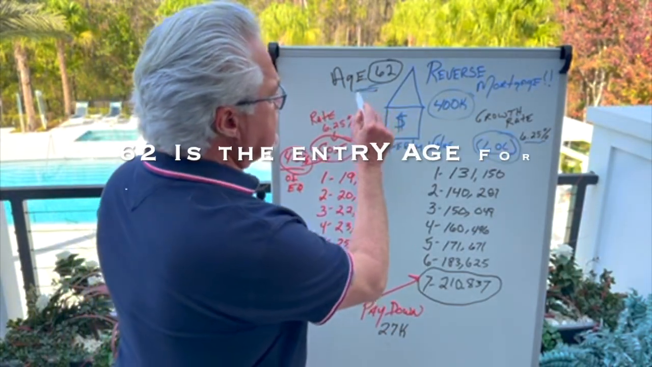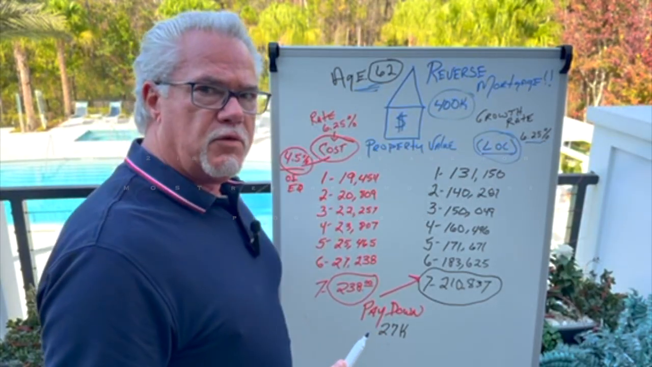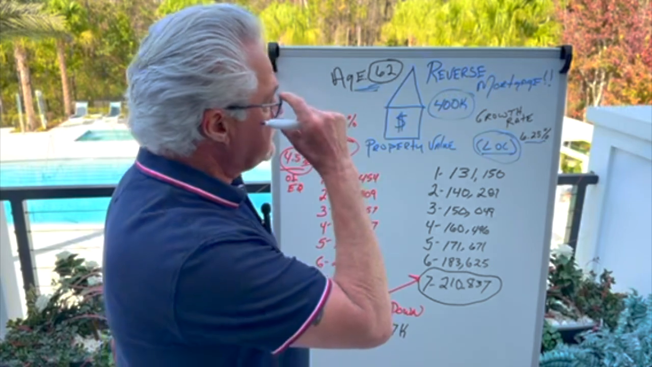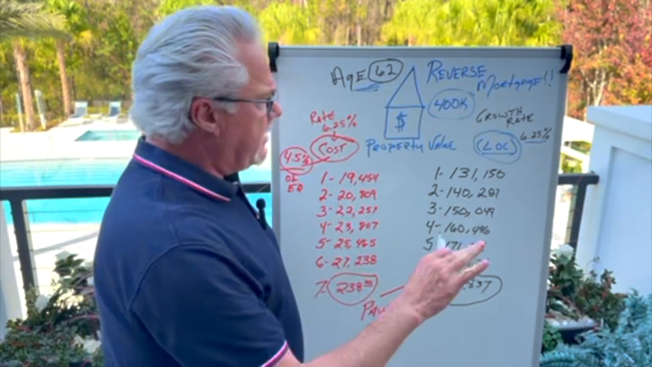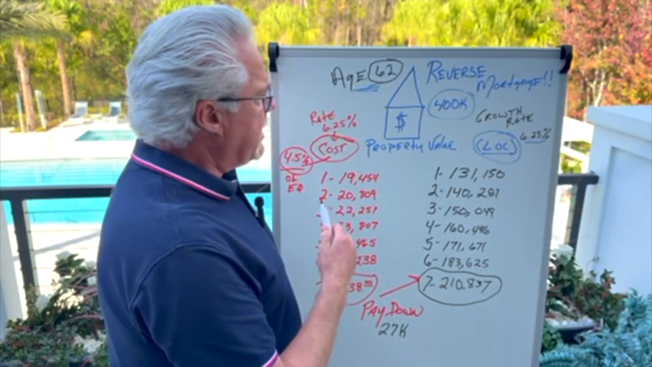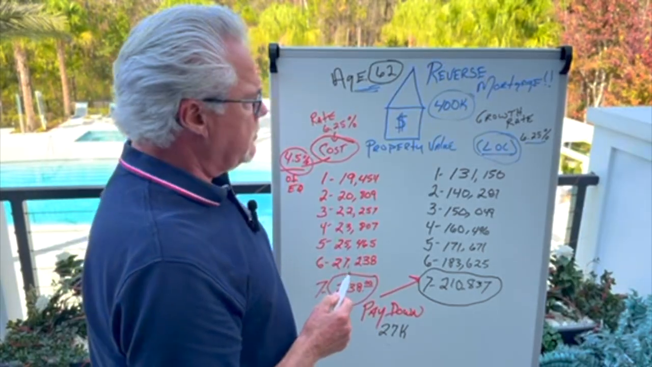Number one is age. We're going to use 62 because that's when you can begin a reverse mortgage. Let's assume that your home is paid for. You paid that off over your lifetime. Now you're 62, and you've got a $400,000 value in your home.